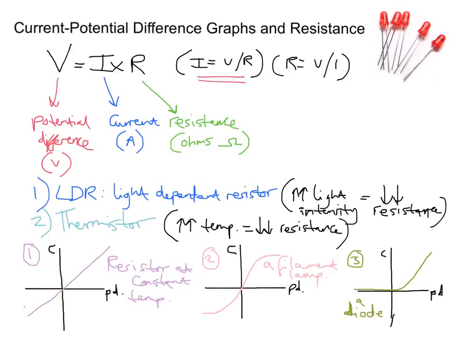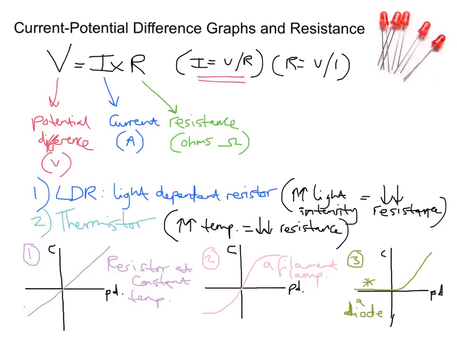Now the current through a diode flows in one direction only. A low potential difference, as you can see, lets only a small current flow. The diode has a very high resistance in the reverse direction, so it doesn't let a lot of current flow at all, hence why we get this flat part here on the graph. So you can see there that the diode is letting current flow in only one direction.